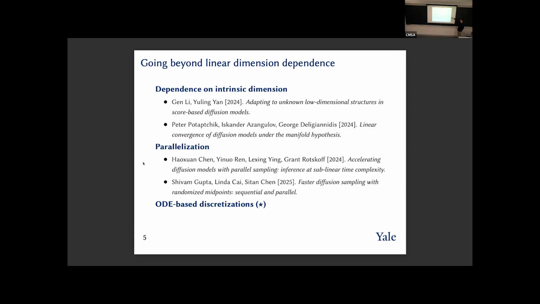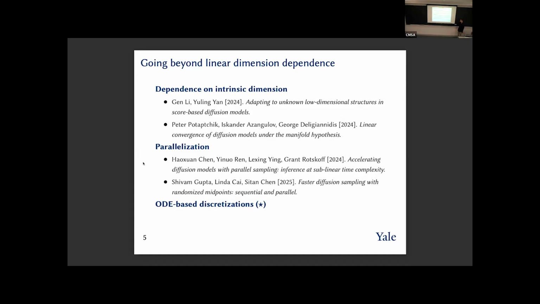Another orthogonal approach is that instead of running your diffusion models sequentially, there's ways to parallelize it. And when you parallelize it, the sequential depth becomes much, much smaller. But what I'll focus on here is actually a third orthogonal approach, which is instead of discretizing this SDE, you can actually move to ODE-based discretizations. And these methods lead to much faster samplers in practice.